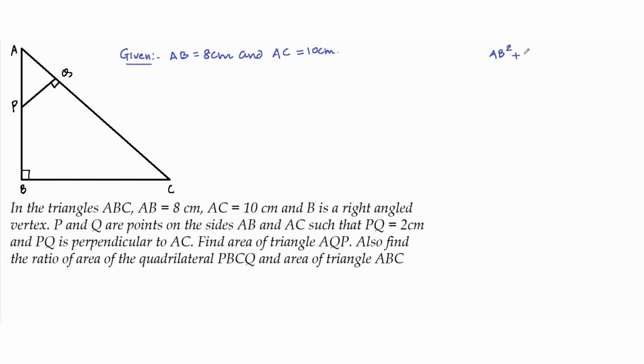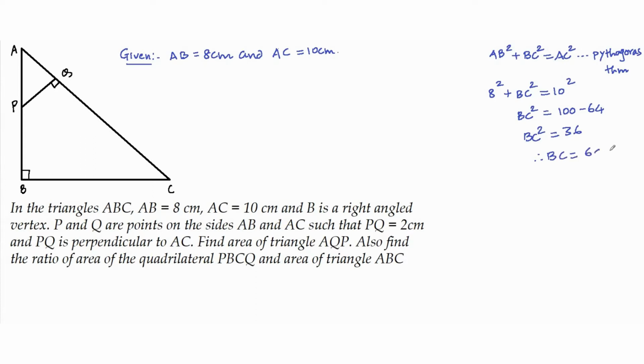I know that AB square plus BC square is going to be equal to AC square. This is the Pythagoras theorem. And therefore AB square is 8 square plus BC square is 10 square. So BC square is therefore 10 square minus 8 square, which means BC square is 36 and therefore the length of BC is 6 centimeters, right? So let me quickly mark the lengths. BC is 6.